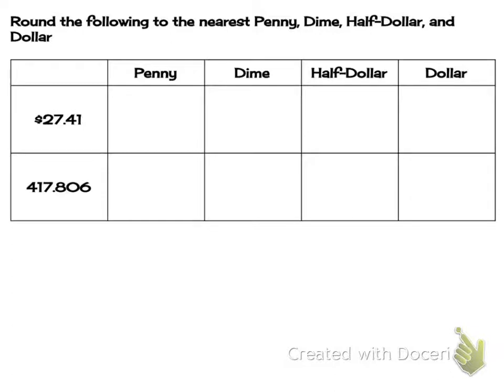Now remember, rounding to the nearest penny is to the hundredth. And this is already written in dollars and cents, so it's already written to the hundredth. So to the nearest penny is already 27.41.